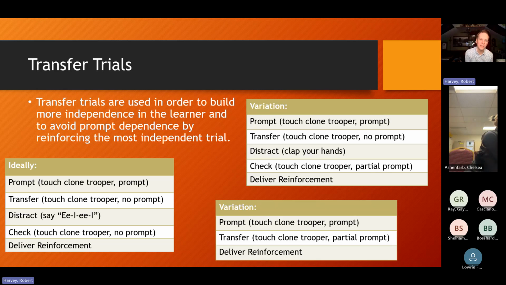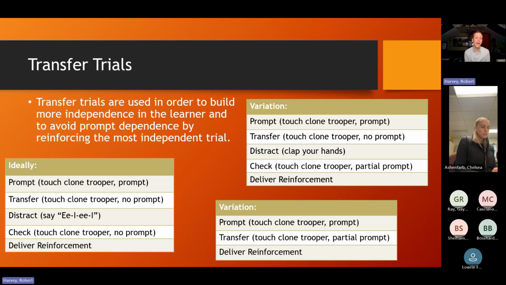Okay, so now Chelsea touches the picture of the clone trooper without me prompting it. Now I want to distract them. I want to move to something else. I say EI, and Chelsea says EI, and I say nice job, and then I move back to check to make sure that the stimulus control is still present. I say touch clone trooper with no prompt. She touches it, and then I deliver reinforcement. Okay, that is our ideal transfer trial.